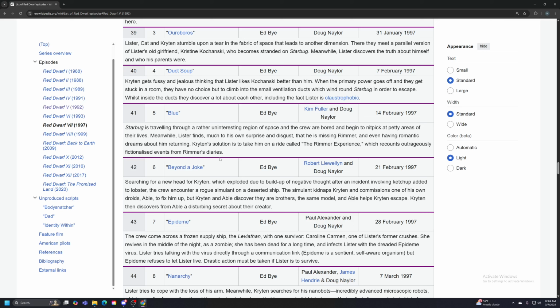The crew encounter a rogue simulant on a deserted ship. The simulant kidnaps Crichton and commissions one of his own droids, Abel, to fix him up. But Crichton and Abel discover they are brothers, the same model. Abel helps Crichton escape. Crichton then discovers from Abel a disturbing secret about their creator.